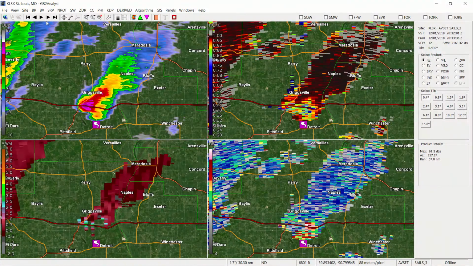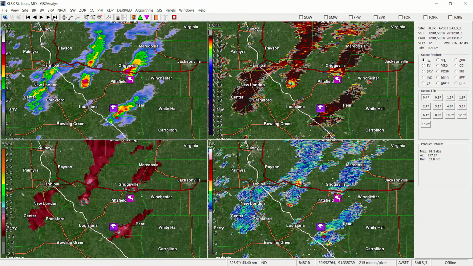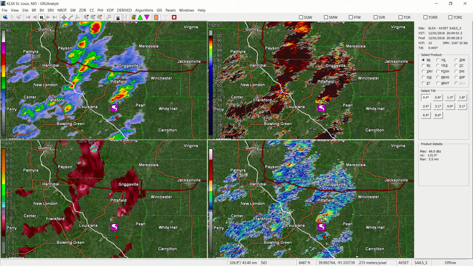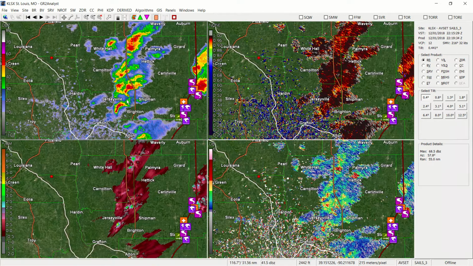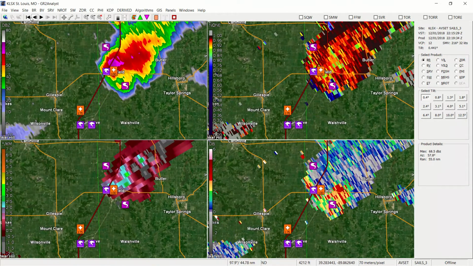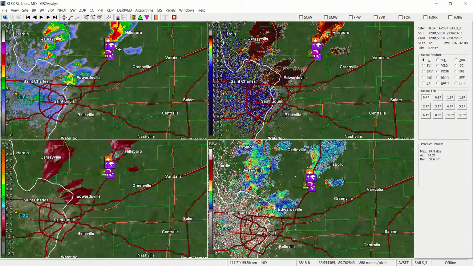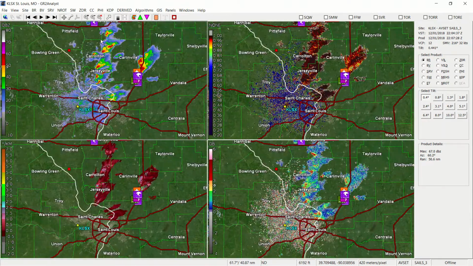So we'll keep looking at the cells in this area. I won't take up too much more of your time. We'll just go toward the last run here, because I want to point out some cells that are a little bit closer to the radar that developed.